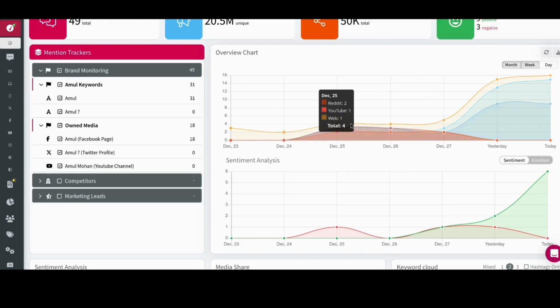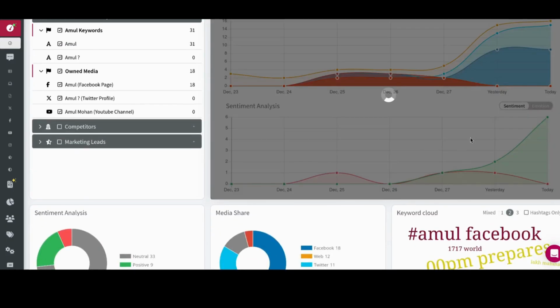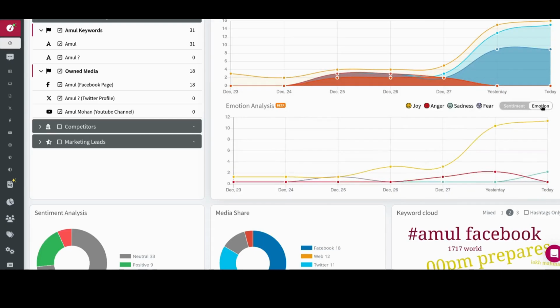So as we can see, the mentions are rising or falling, and this is for Facebook, this is for Twitter, this is for websites. So over here we can see their complete analysis. We can also change this on the basis of sentiment or emotions. So this is sentiment: positive, negative, neutral, and these are the emotions.